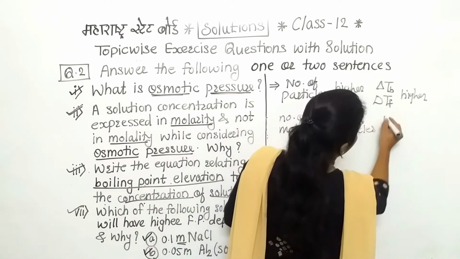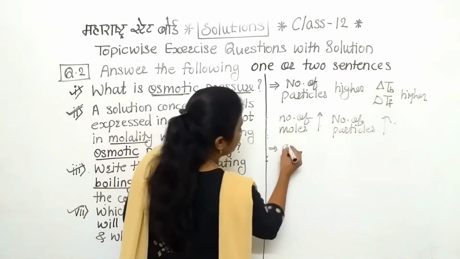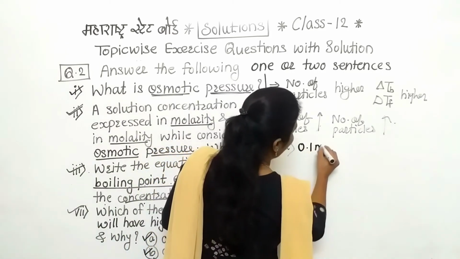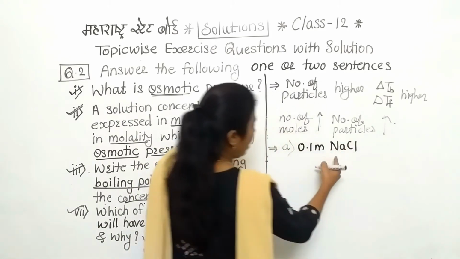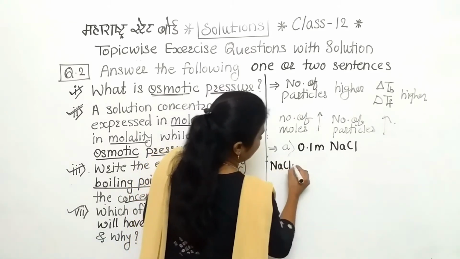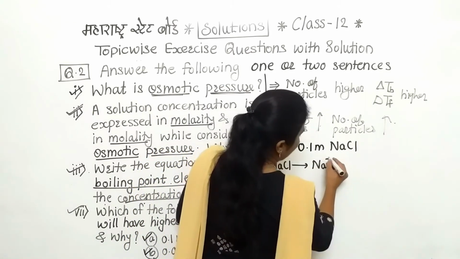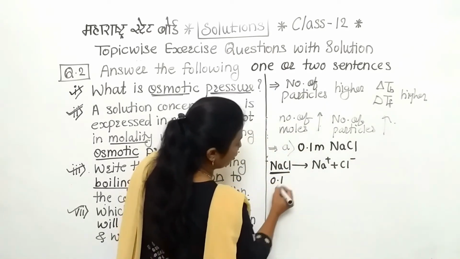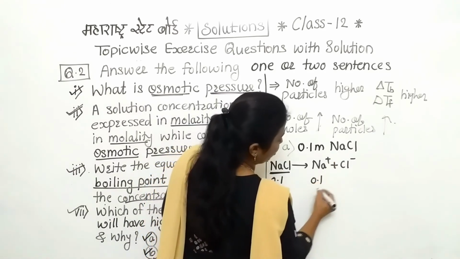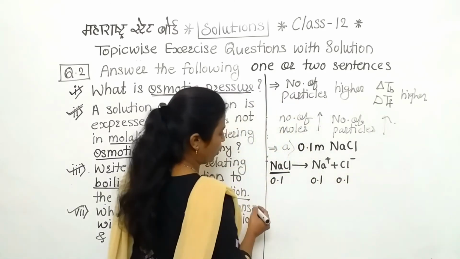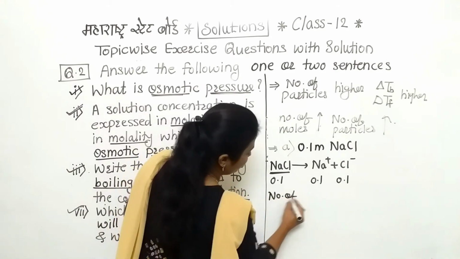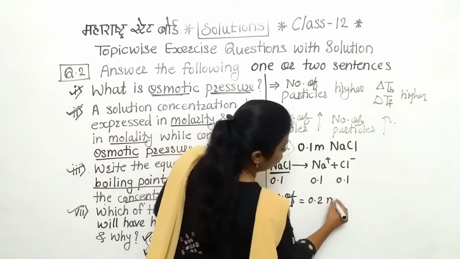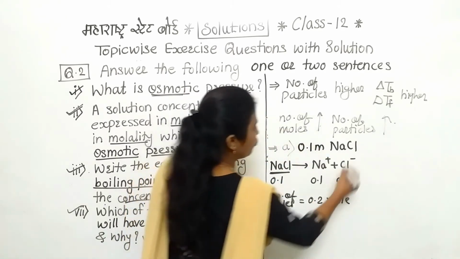For that purpose, we will calculate the number of moles for the first one. What is that first one? That is the 0.1 mole of NaCl. NaCl undergoes dissociation and gives Na+ and Cl-. The number of moles of NaCl is 0.1 mole, so Na+ is 0.1 and Cl- is 0.1, which means the number of moles is the sum of these two, 0.2 mole. Here we have calculated the number of moles for this one.